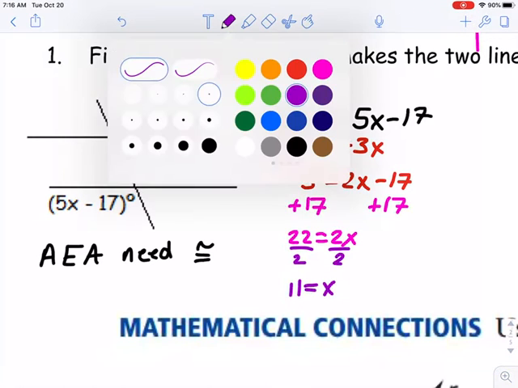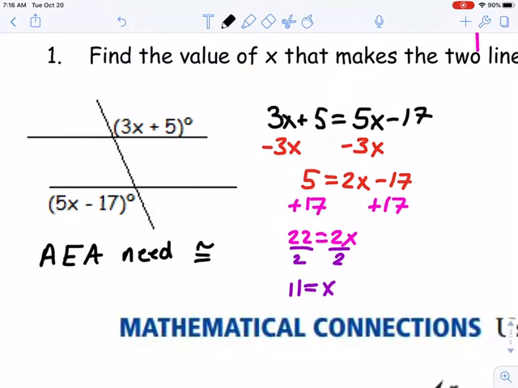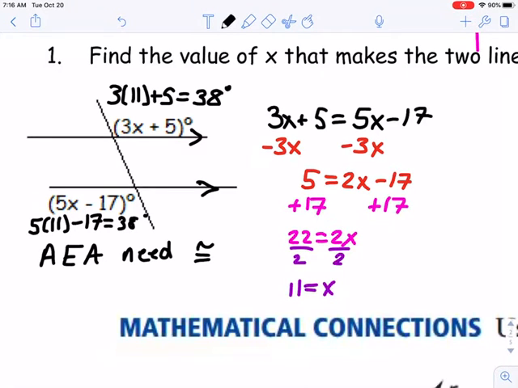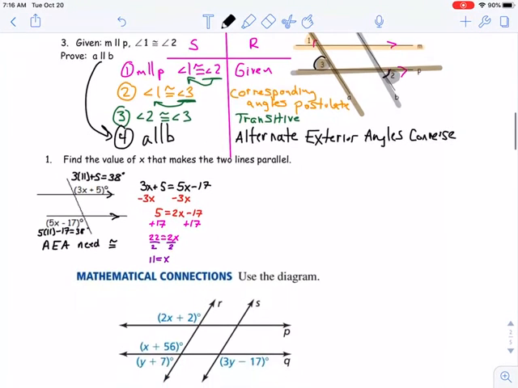And just to emphasize some things, it just said find the value of x, but if I did plug it in, I get 3 times 11 plus 5, which spits out 38. This would spit out 5 times 11 minus 17, so another 38 degrees. So it's saying when x is 11, both these angles are 38 degrees. They're alternate exterior angles, so since they're the same, they're congruent. The lines are parallel. Bada bing, bada boom.